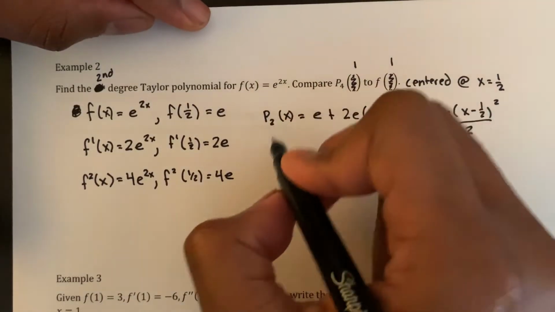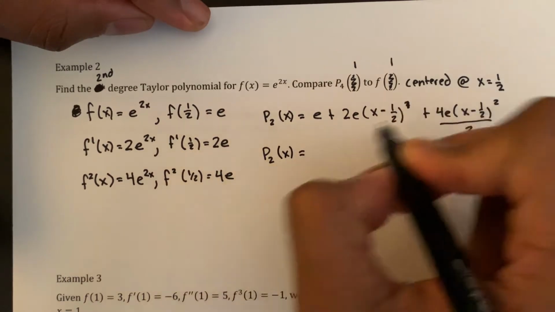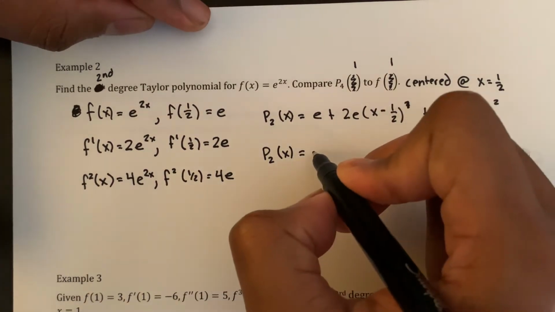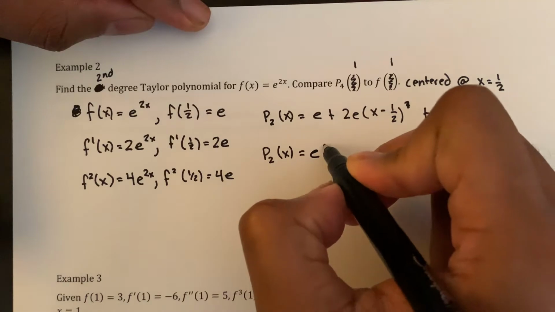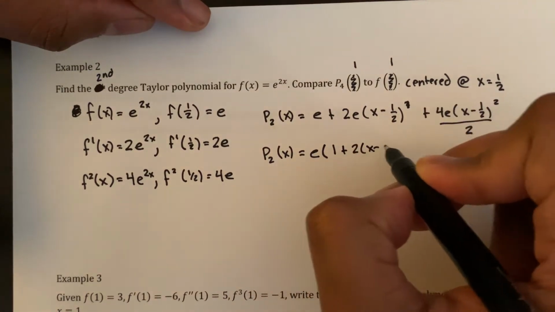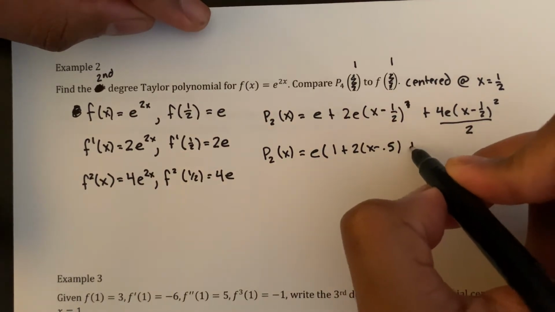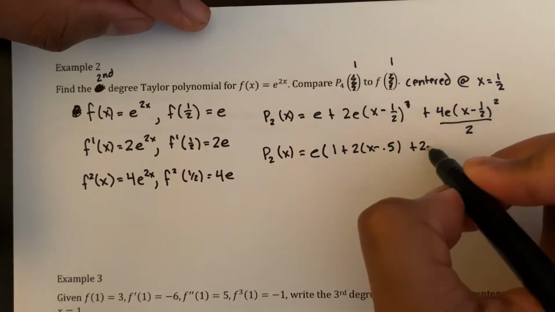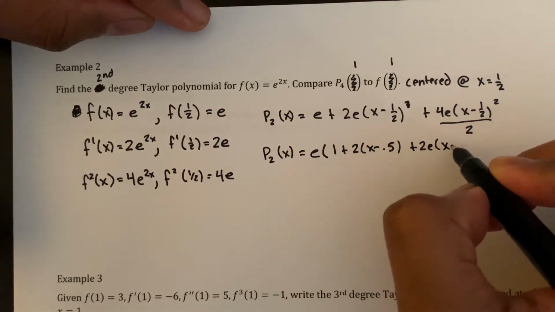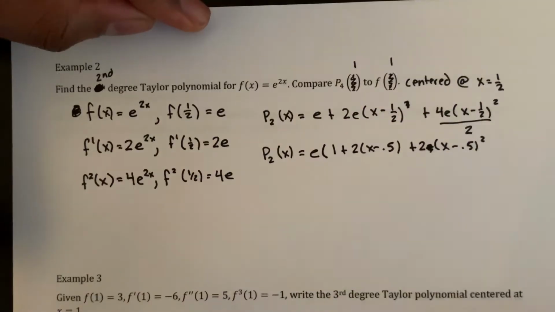So if we're putting this into a calculator, I would recommend simplifying this and factoring out anything that they have in common. So that's going to make us take out an e. So we have e times 1 plus 2 times x minus, I'm going to write a half as 0.5, plus 2 times x minus a half squared, because 4 divided by 2 is 2.